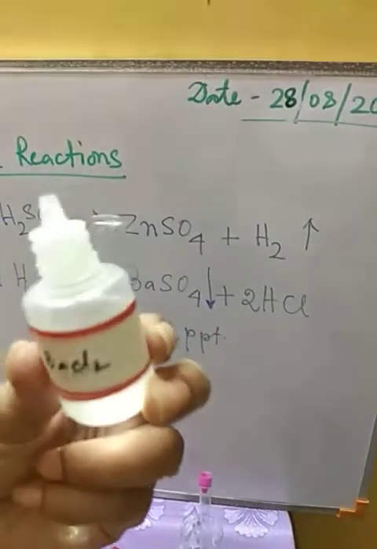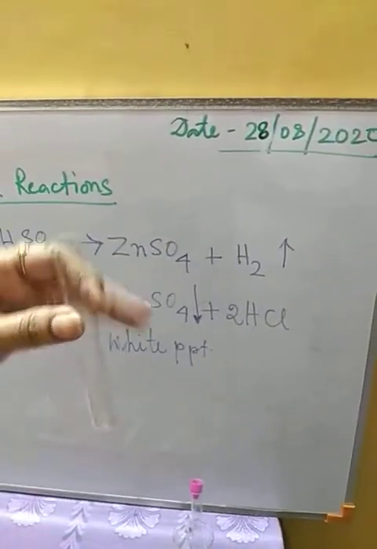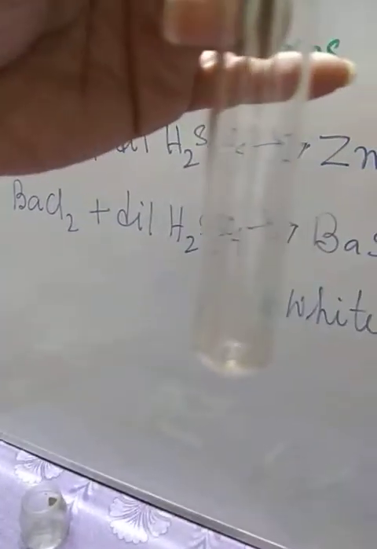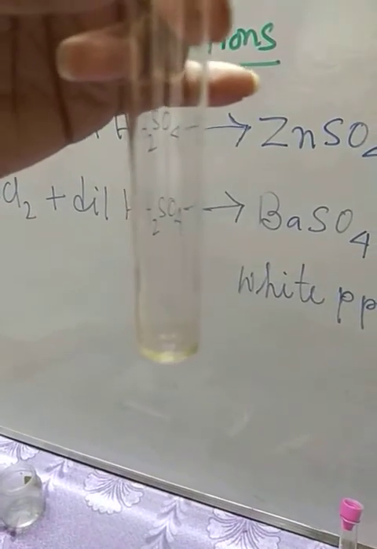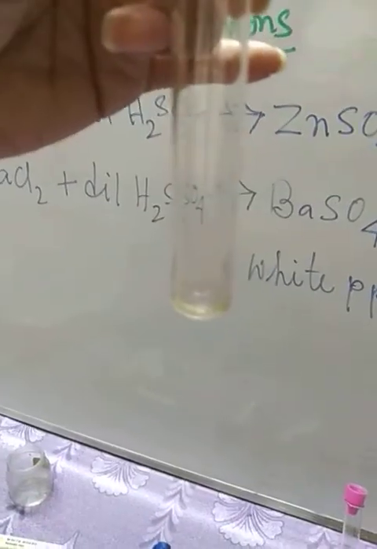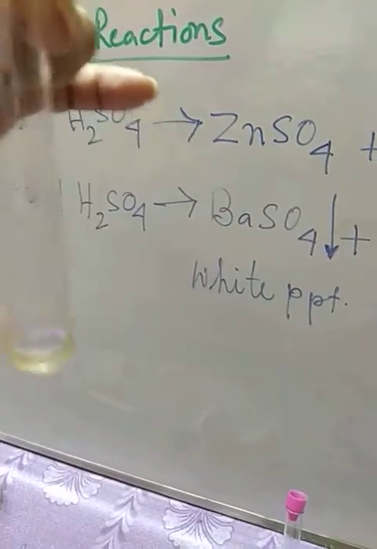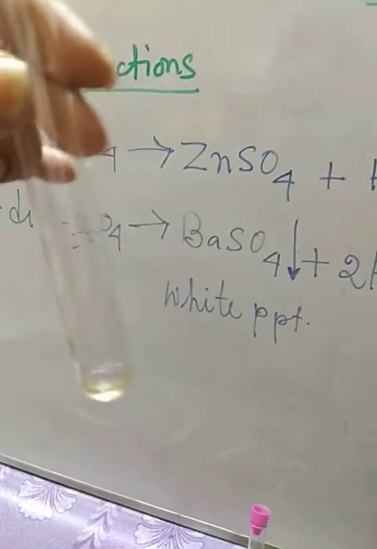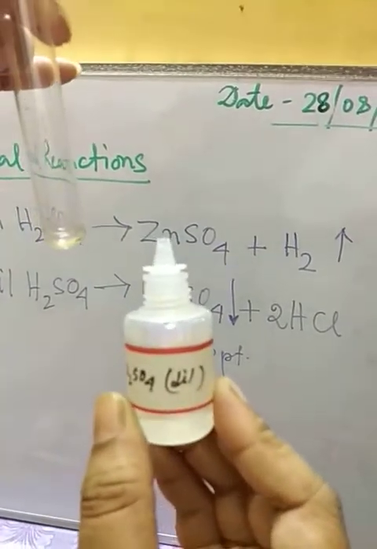We have barium chloride solution here. So this barium chloride solution we are going to take in a test tube. Few drops of this solution we are going to take in a test tube. Okay, this much is enough. And in this we are going to add dilute sulfuric acid, H2SO4.